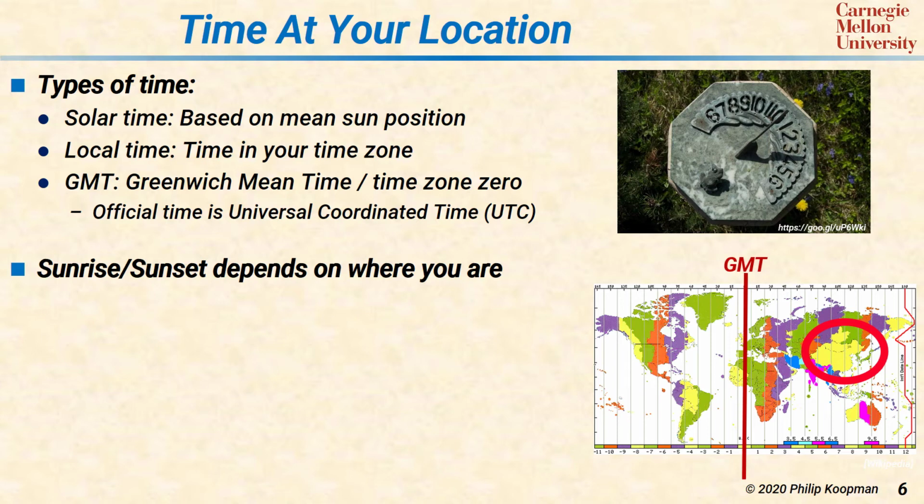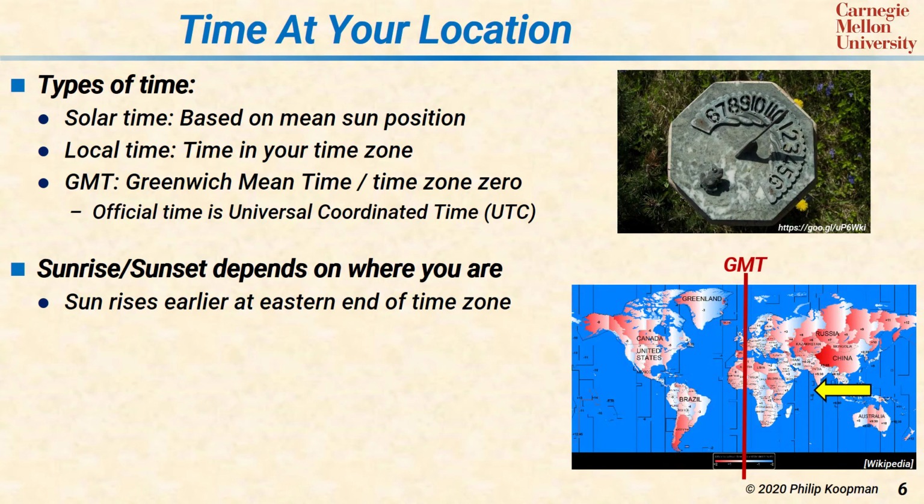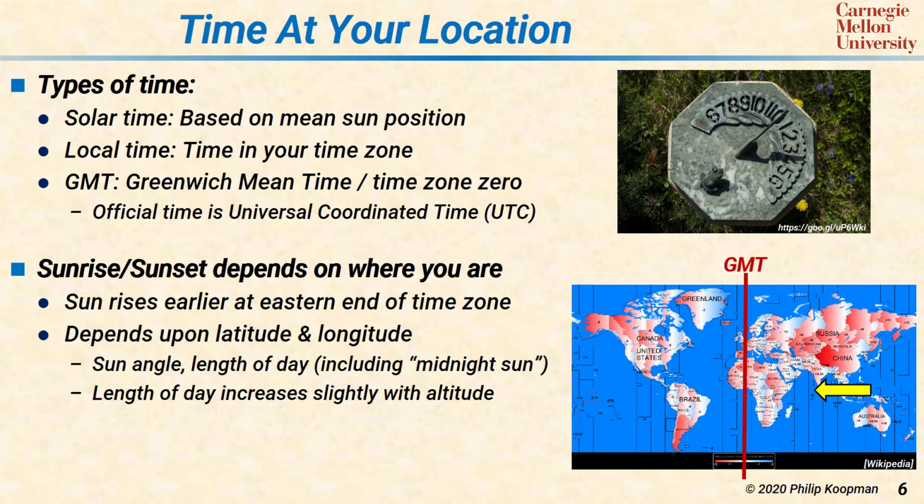If you have an application that needs to compute when the sun rises and sets, for example, you want to do automatic shades that sort of keep the sun behind the shade while letting light into the room, or you're building a navigation system that depends on the sun and the stars, you have to know that sunrise and sunset depends on where you are, both latitude and longitude, but also your altitude.